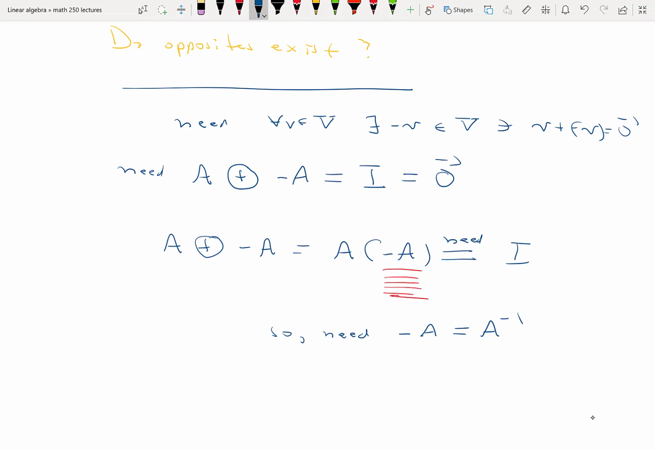Do they exist? No, not necessarily. Our set is the set of all n by n square matrices. For every n by n square matrix A, the opposite of A will have to be the inverse of A. I never said that any of those matrices were non-singular. So no, they don't necessarily exist.